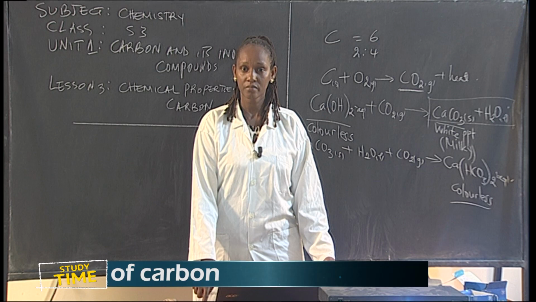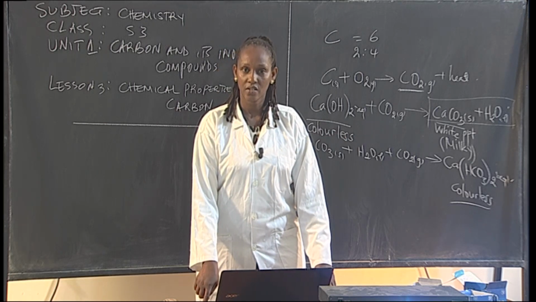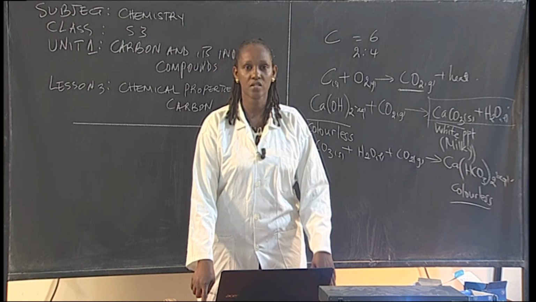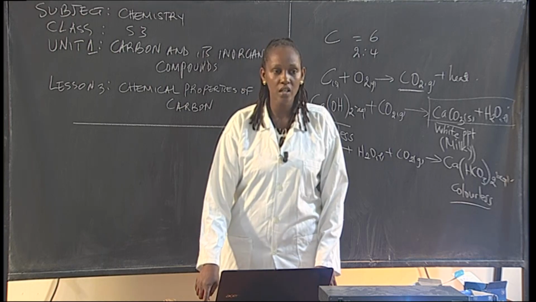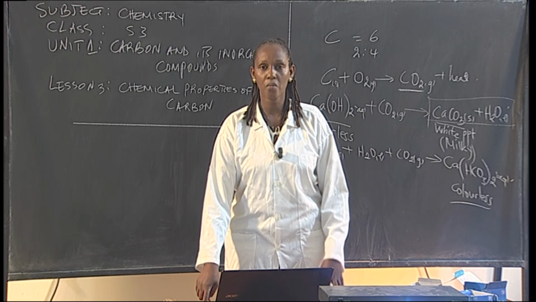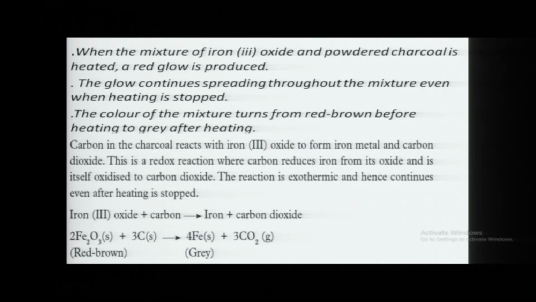What is oxidation? Addition of oxygen. Removal of oxygen, that is reduction. Addition of oxygen, that is oxidation. So carbon removed oxygen and added it onto itself, that is oxidation, to form carbon dioxide. That's what happened. That's why the red-brown color turns into gray, because it is no longer iron 3 oxide, which is red-brown, but it is now iron, which is gray. All right?